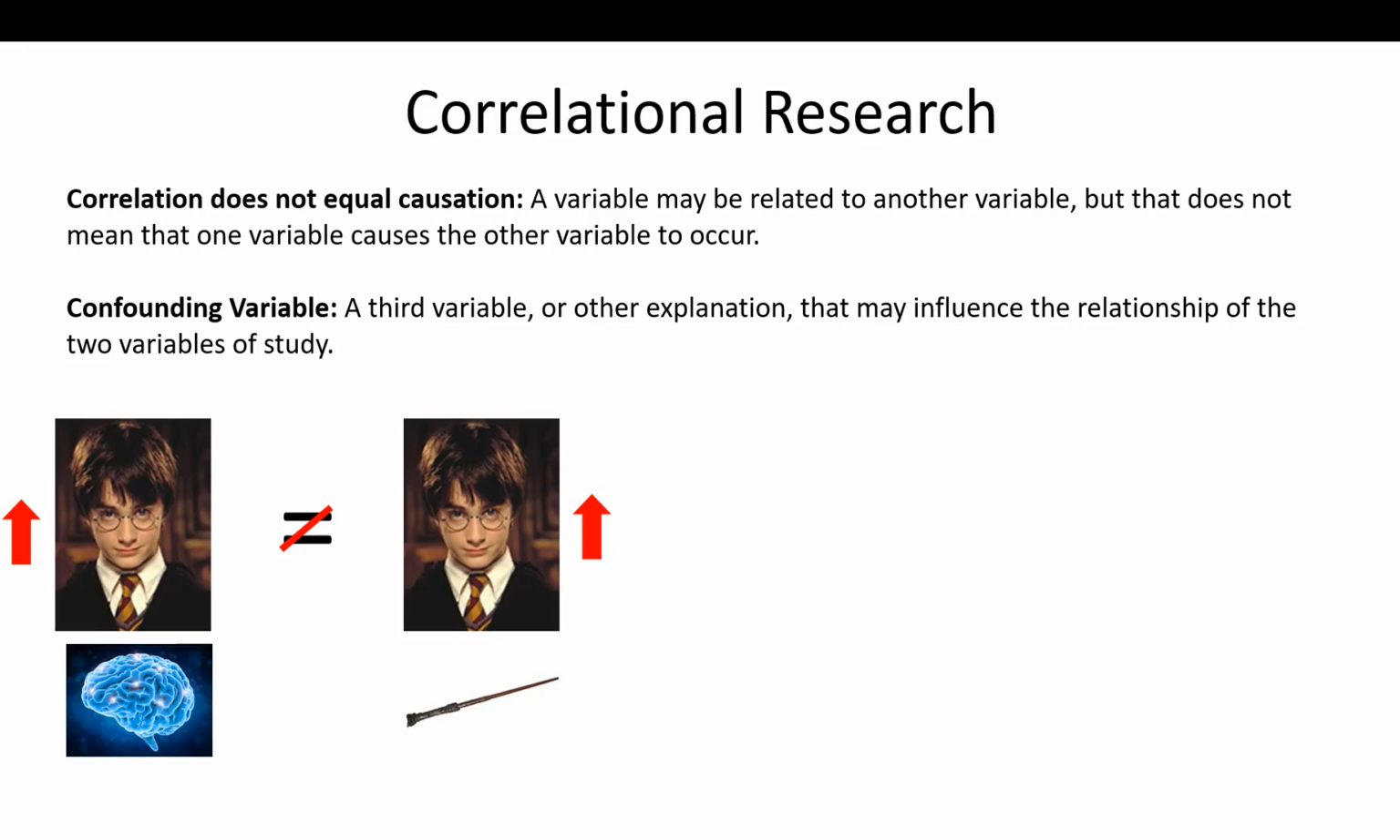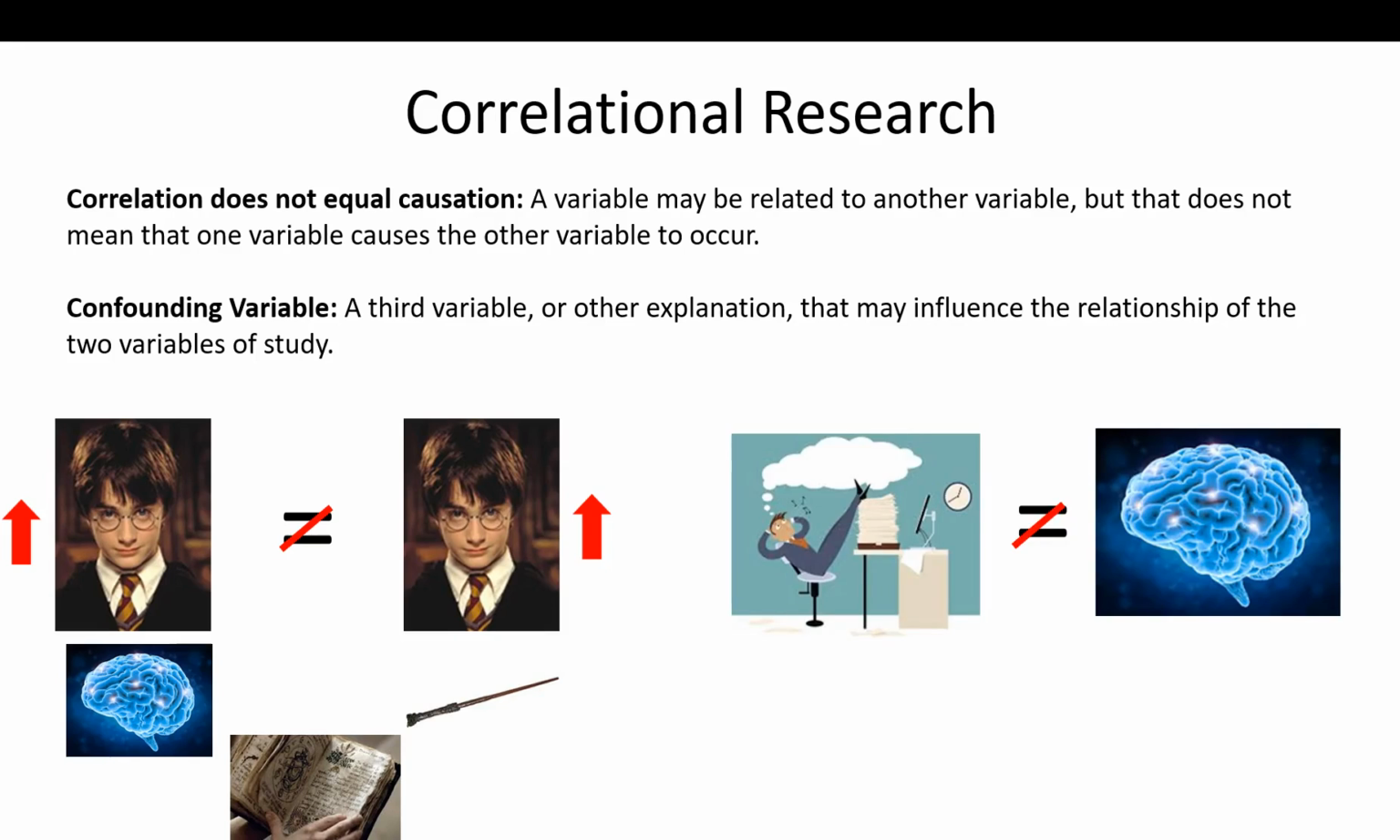Also, there may be confounding variables that explain this relationship. A confounding variable in this example could be that Harry's studying could be a confounding variable that influences the relationship between his knowledge of magic and doing wand spells. Therefore, it could be Harry studying that increases his ability to perform wand spells and not his knowledge of magic.